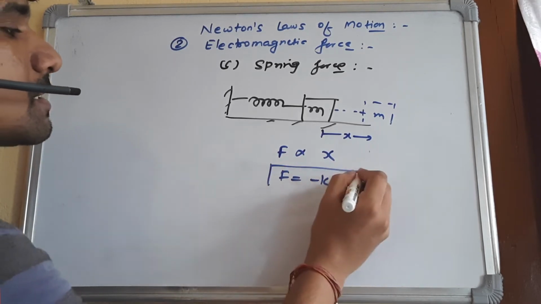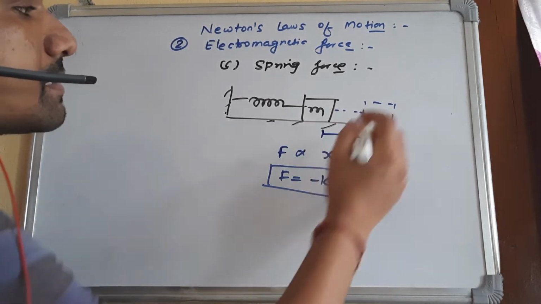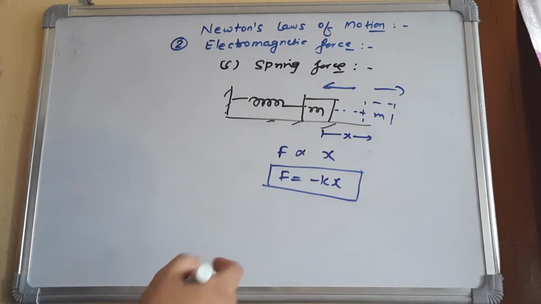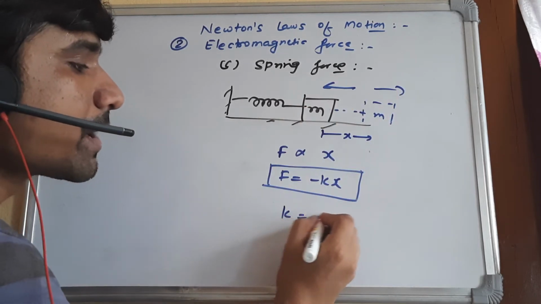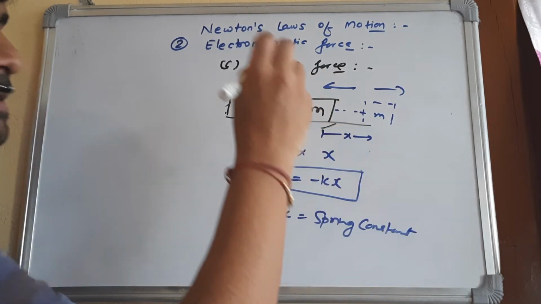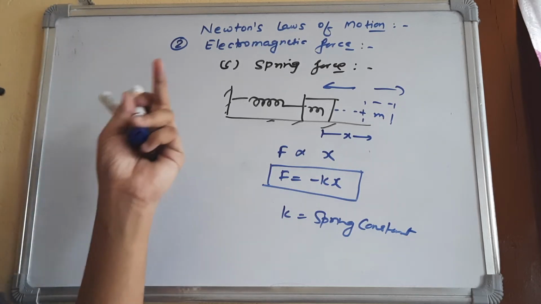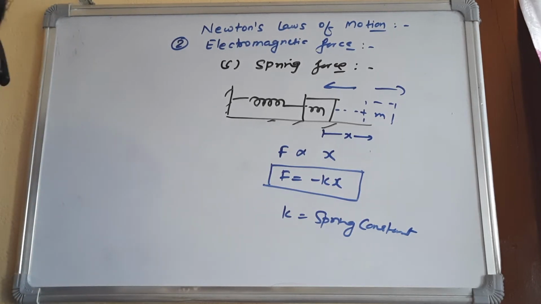And why minus? Because this is an opposing force, opposite to the displacement in which it is getting exerted. So if displacement is in this direction, the force is in this direction, so this is minus, and k is the spring constant. K is the spring constant, right? So these were the examples of what we discussed as electromagnetic force.